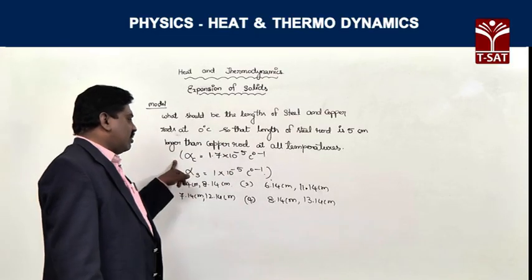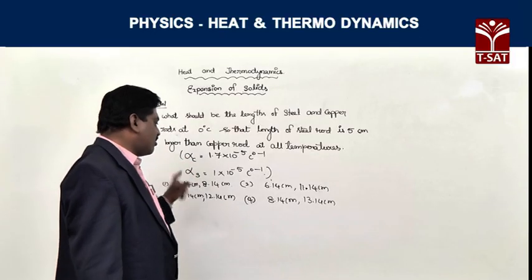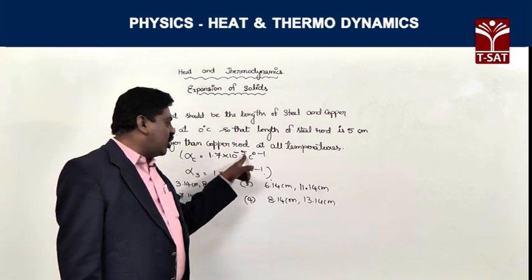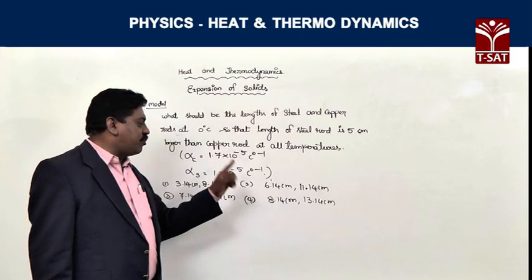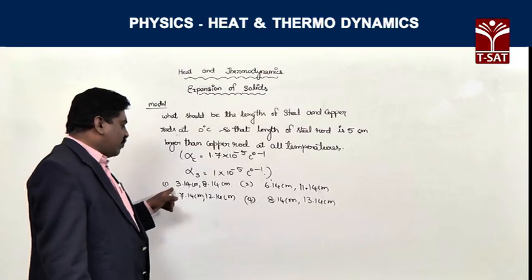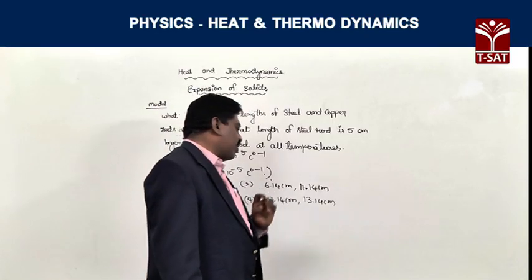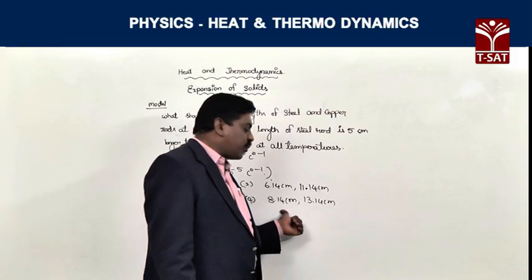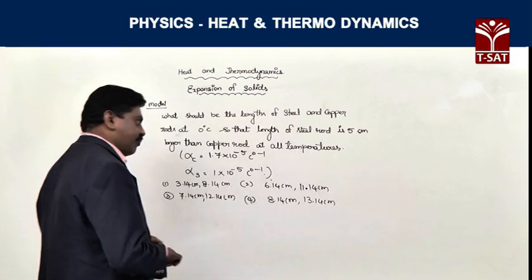And we are given the values of coefficient of linear expansion of copper and steel. The coefficient of linear expansion of copper is 1.7 × 10^-5 per degree Celsius, and that of steel is 1 × 10^-5 per degree Celsius. The options given are 3.14 centimeter, 8.14 centimeter, 6.14 centimeter, 11.14 centimeter, 7.14 centimeter, 12.14 centimeter, 8.14 centimeter and 13.14 centimeter.